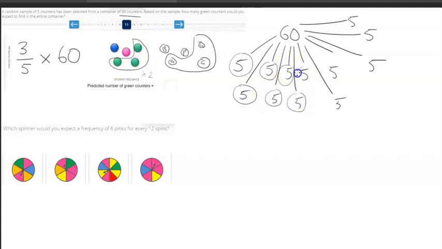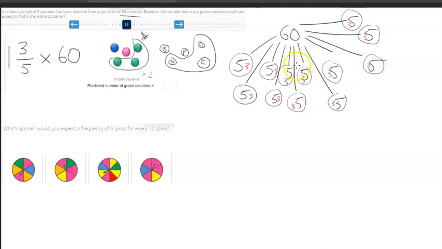So we have 12 of these samples that look exactly like this, okay? And from these 12 samples, in each sample, there's going to be 3 green, yeah? So there's going to be 3 in here, 3 in here, 3 in here, and 3 in every single sample for all of these 60 counters.